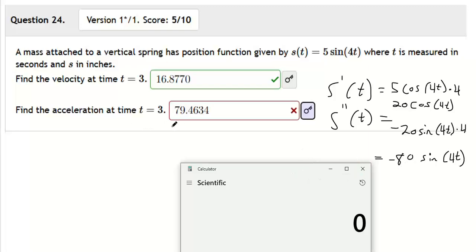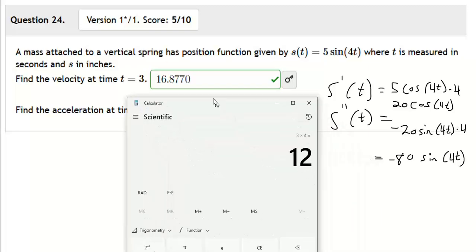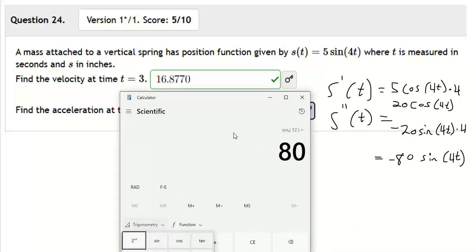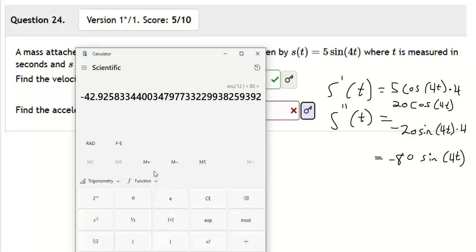So when I get the final answer for acceleration, I'm going to plug 3 in for t. So that's sine of 12 times negative 80. So that should be positive 42.9258 because I just didn't type in the negative.